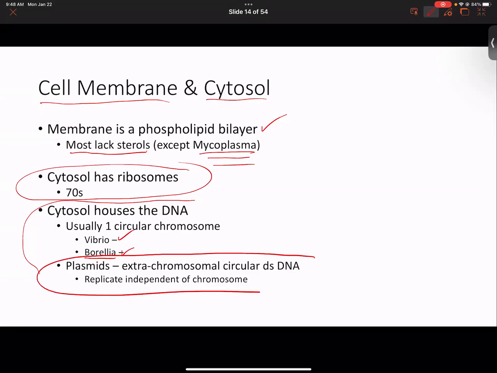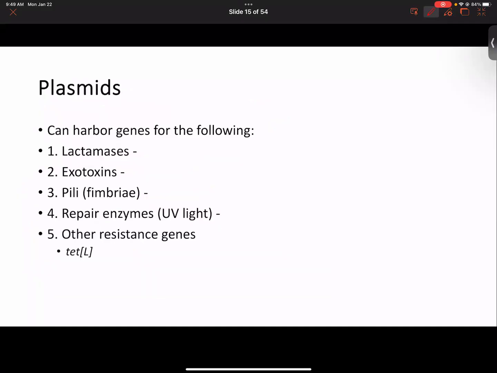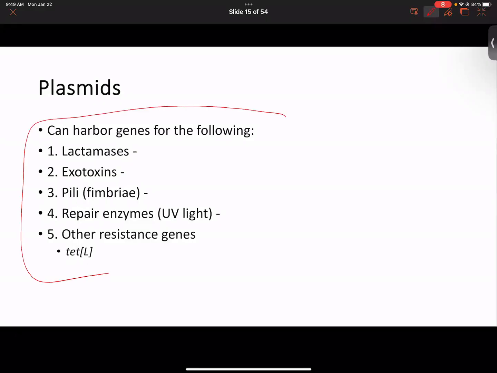And then we talked about plasmids at the beginning of our talk. Extrachromosomal, circular, double-stranded DNA, okay? Plasmids can go from one cell to the other. They can be exchanged pretty easily. They can replicate and get expressed independent of what's going on with the chromosome, all right? And why are plasmids so relevant or so interesting from a microbiology perspective? Well, this is just a short list of things that you can find encoded on plasmids.